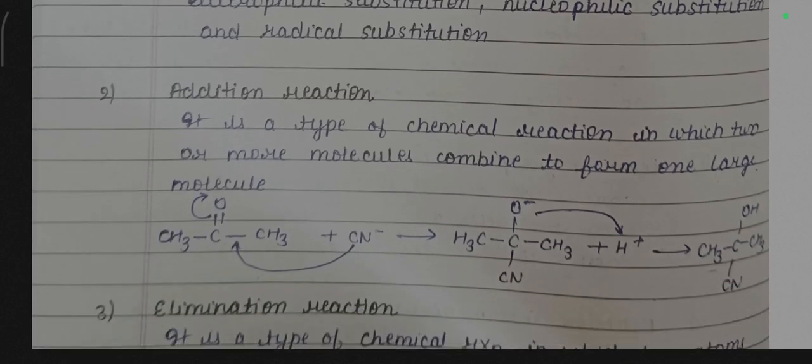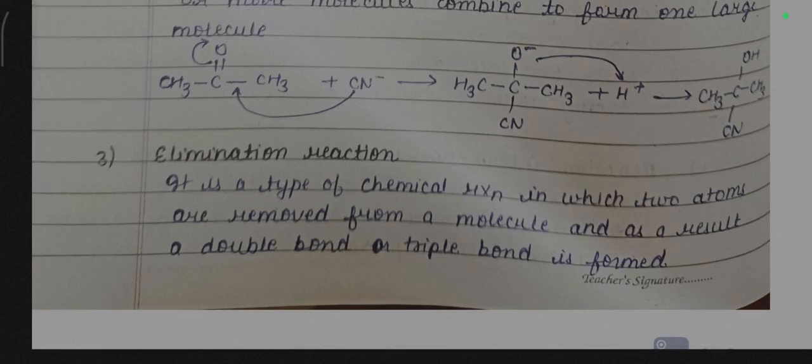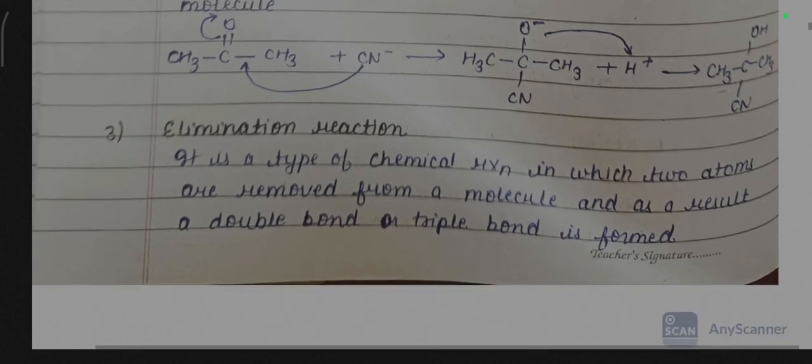Addition reaction: it is a type of chemical reaction in which two or more molecules combine to form one large molecule. Third is elimination reaction. It is a type of chemical reaction in which two atoms are removed from a molecule and as a result a double bond or triple bond is formed.